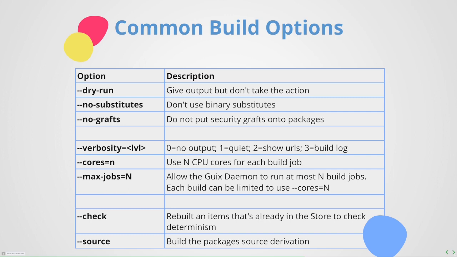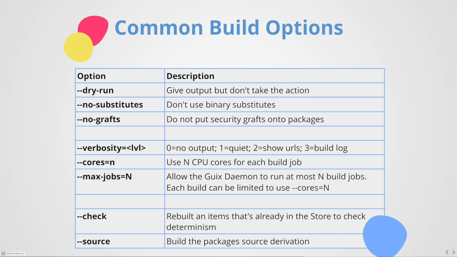All right, let's quickly recap then what we just saw. So the most common build options that we would use are the dry run, no substitutes, and no graft, and we just showed how to use those. We can also use the verbosity option to decide how much output we're going to see from the build. In some cases, it's useful to control how many cores the actual build is using, so how much resources from your computer it's using. One thing to bear in mind here is the way this works is that the Guix daemon allows a certain number of jobs. So that's the max jobs option there.